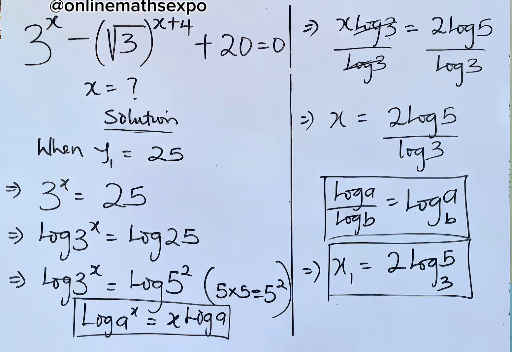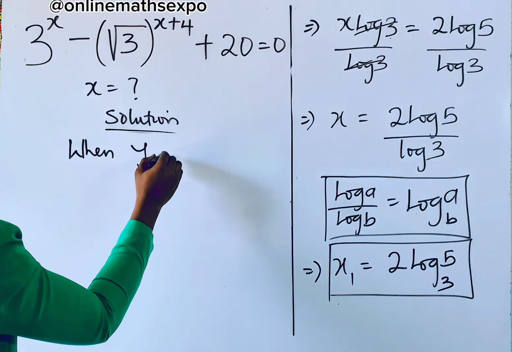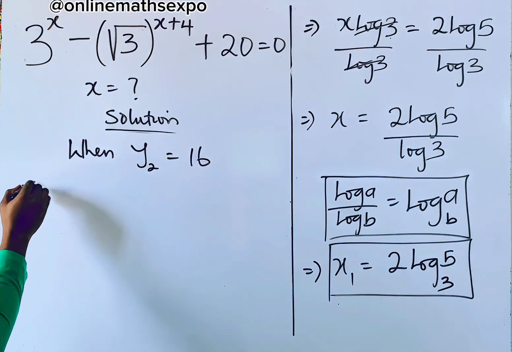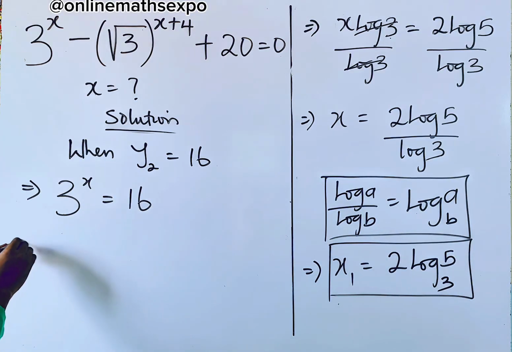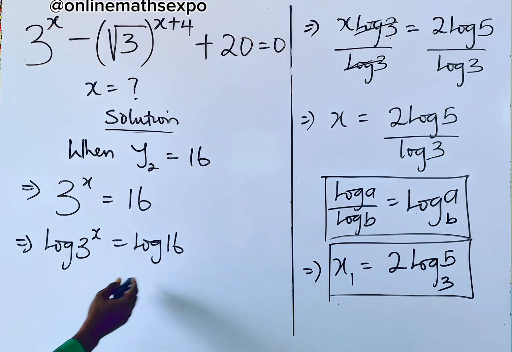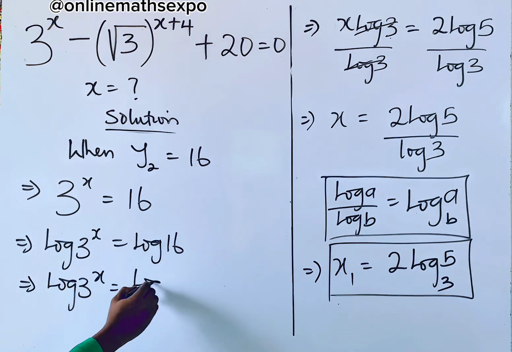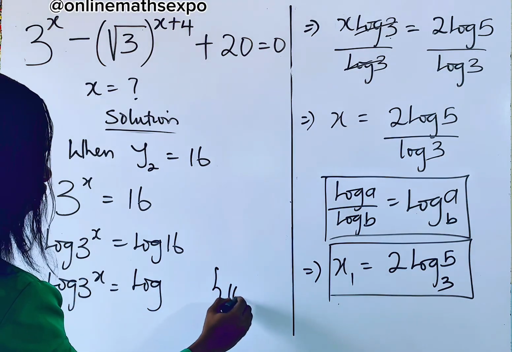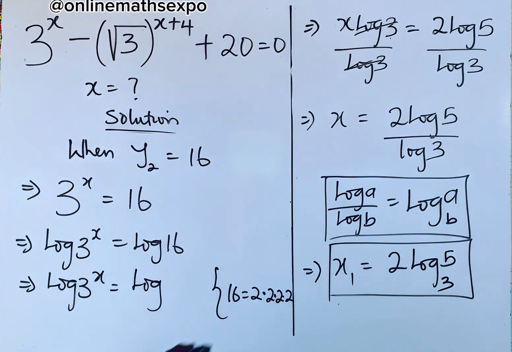Now let's get the second value of x. We also have it that when the second value of y is 16, we are going to have 3 to the power of x is equal to 16. Repeat the same process. So we're going to take log of both sides, okay? So this is what we have. This is the same as log of 3 to the power of x is equal to log of 16. 16 is the same as 2 multiplied by 2 multiplied by 2 multiplied by 2, which is the same as 2 to the fourth power. So this can be written as 2 to the fourth power, okay?